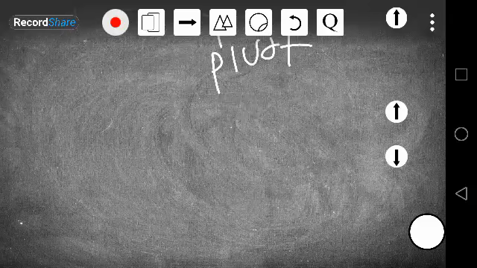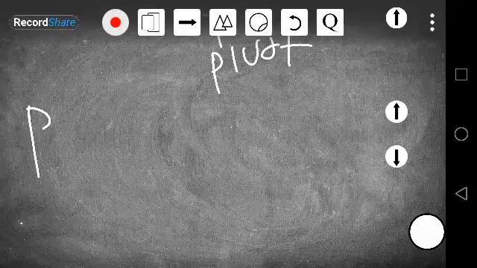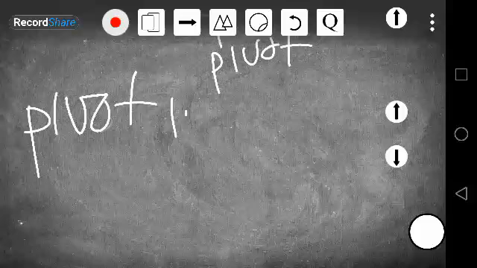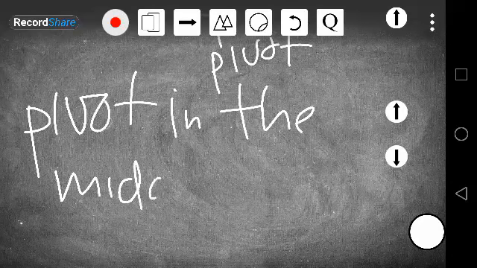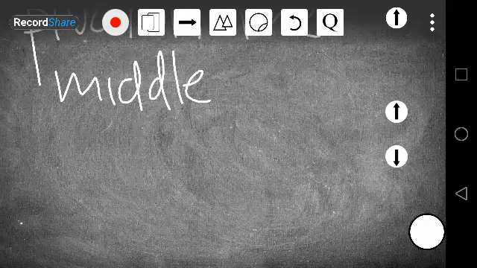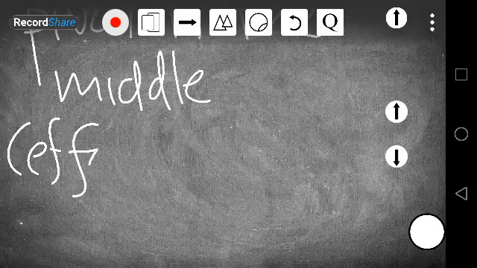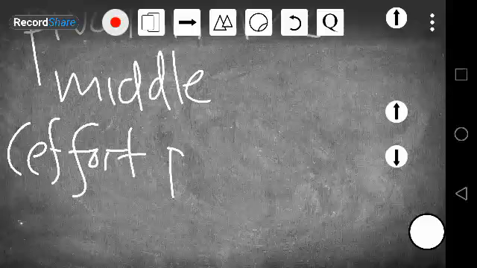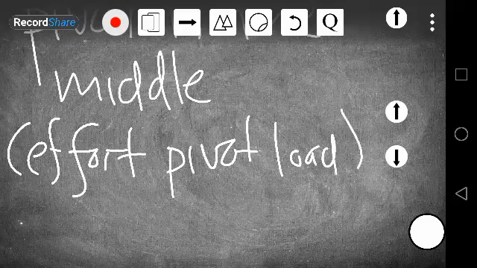Then the last one is the pivot in the middle. Now, for pivot in the middle, it will be like effort, pivot, load. So these are basically the three types of levers that we have.